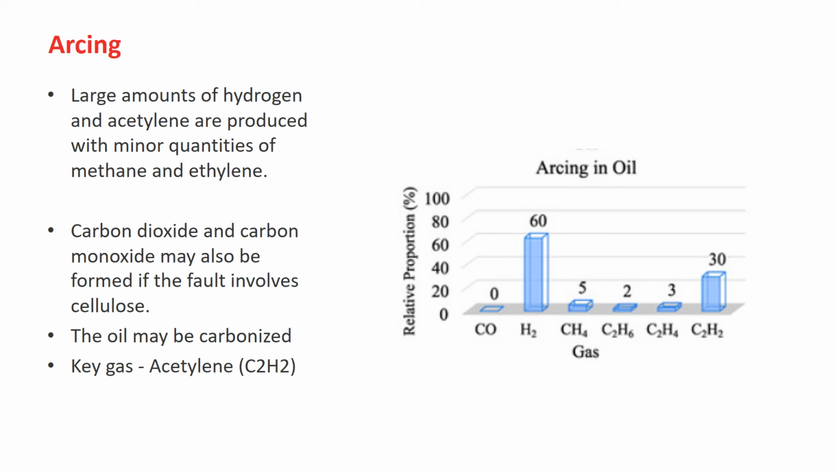Arcing is the most significant transformer fault. Any detection of acetylene more than 2 ppm must be investigated. To generate acetylene, oil temperature reaches more than 700 Celsius, indicating a major electrical discharge.